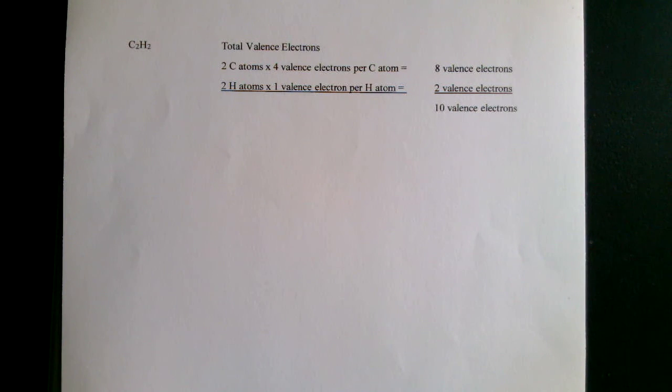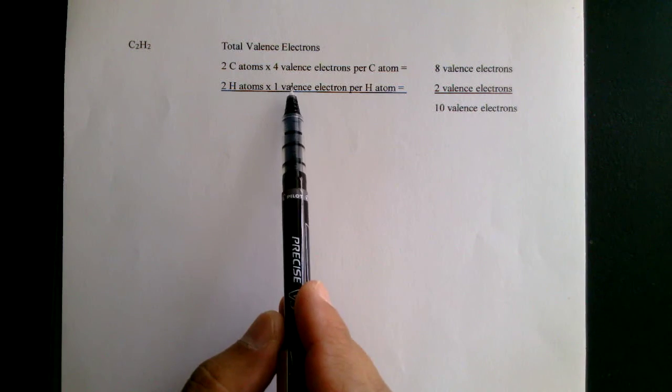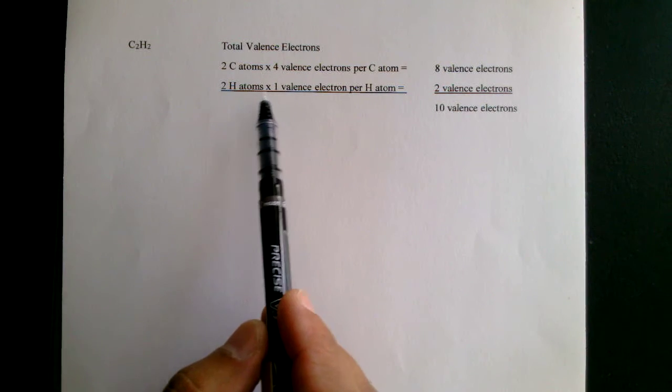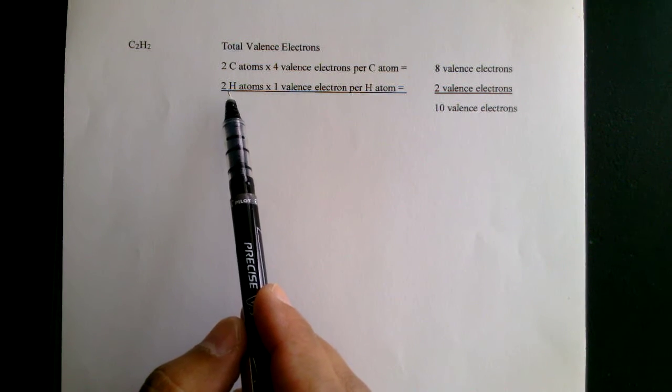Let's draw the Lewis structure for ethyne, C2H2. The total valence electrons are 10. These electrons come from 4 valence electrons for each carbon atom and 1 valence electron from each hydrogen atom.